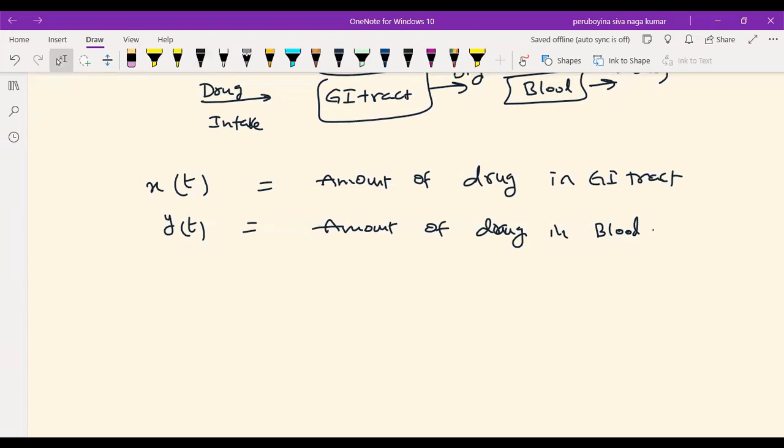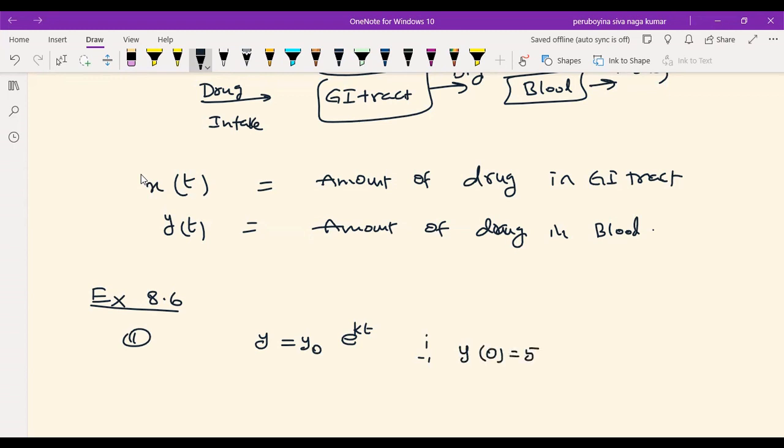The first question, exercise 8.6, first question: in an exponential growth model, y is equal to y naught into e power kt, satisfying the conditions, number one, y of 0 is equal to 5, and the growth rate r is equal to 2%.